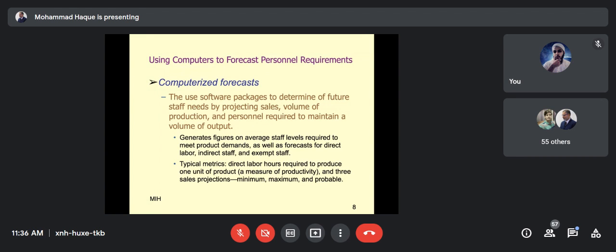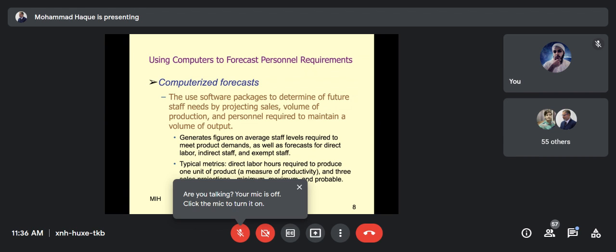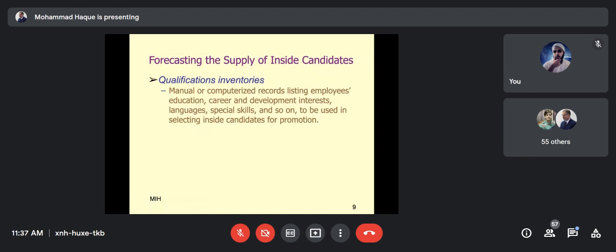So it generates figures on the average staff level required to meet product demands, as well as forecasts for direct labor, indirect staff, and exempt staff. A typical matrix covers direct labor hours required to produce one unit of product, a measure of productivity, and similarly three sales projections: minimum, maximum, and probable. So it is not only done for the sales volume; even for production we will be doing these projections. Similarly, this projection will be done for finance and for handling human resource people as well.